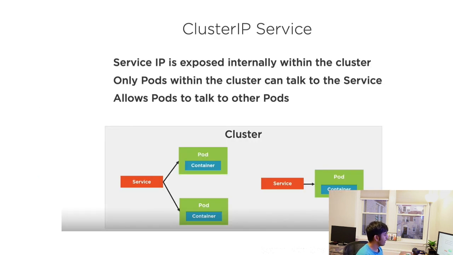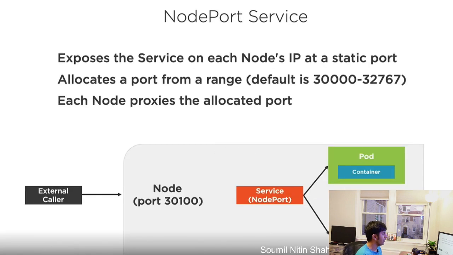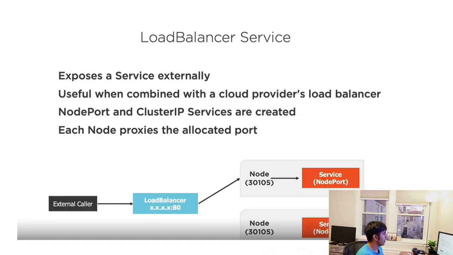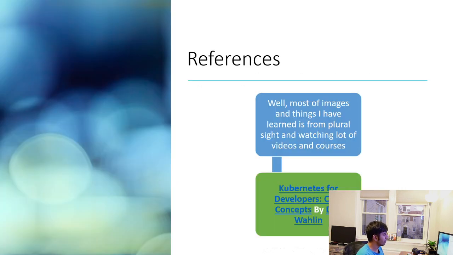With cluster IP, the service IP is exposed internally within the cluster. Only pods within the cluster can talk to the service, which allows pods to talk to other pods. You access it through the IP address. Similarly, if you want to keep changing ports, you can specify it as a node port service. Similarly, load balancer is for external services.